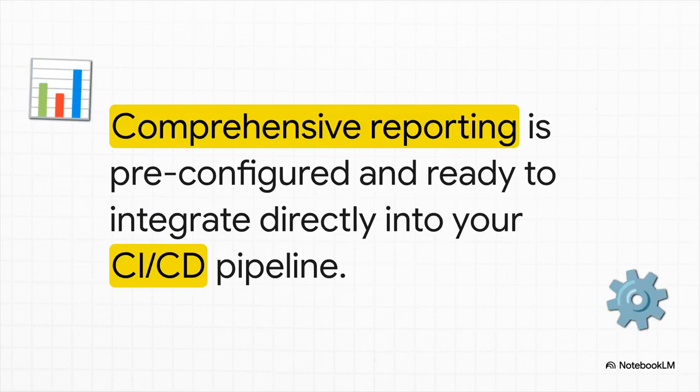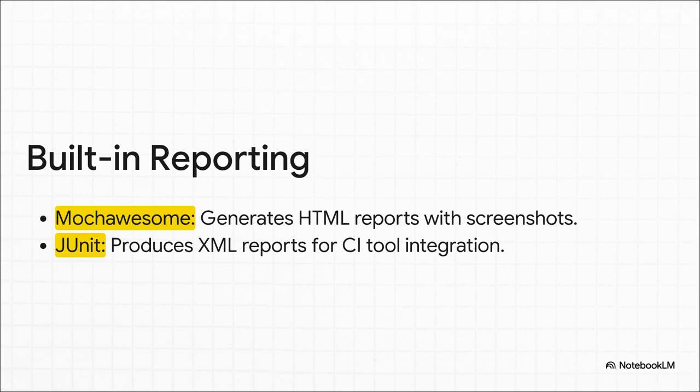And of course, running tests is totally pointless if you can't easily figure out what happened. So reporting is built in and already configured from the start to work perfectly inside a modern CI/CD pipeline. This setup gives you the best of both worlds. You get these beautiful, human-readable HTML reports with screenshots embedded right in them, which makes debugging a failed test so much easier. And you also get machine-readable JUnit XML reports that plug directly into tools like Jenkins or CircleCI so you can track your results over time.